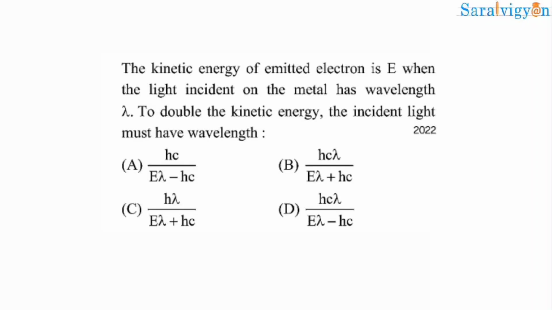The kinetic energy of emitted electron is E when light incident on the metal has wavelength lambda. To double the kinetic energy, the incident light must have wavelength: A, hc by E lambda minus hc; B, hc lambda by E lambda plus hc; C, h lambda by E lambda plus hc; D, hc lambda by E lambda minus hc.